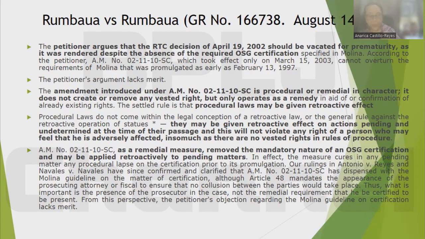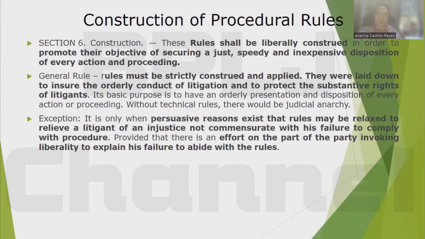Can it be applied retroactively? The Supreme Court said the amendment introduced by AM No. 02-11-10 is procedural in character, does not create or remove any vested right, but only operates as a remedy. And thus, procedural laws may be given retroactive effect on actions pending and undetermined at the time of their passage, and this will not violate any right of a person who may feel that he is adversely affected, inasmuch as there are no vested rights in the rules of procedure. As a remedial measure to remove the mandatory nature of the OSG certification, it may be applied retroactively to pending matters.